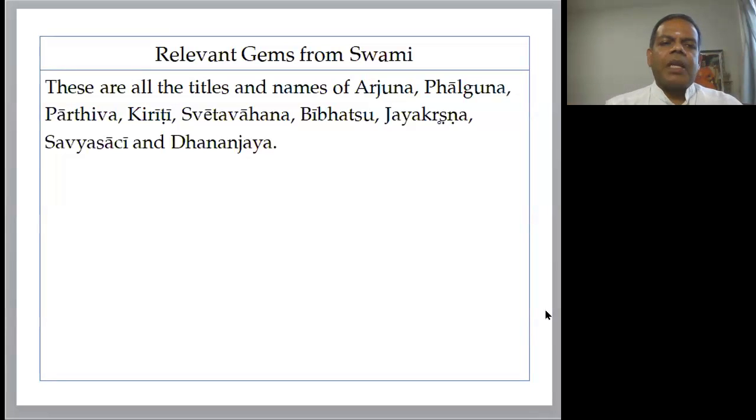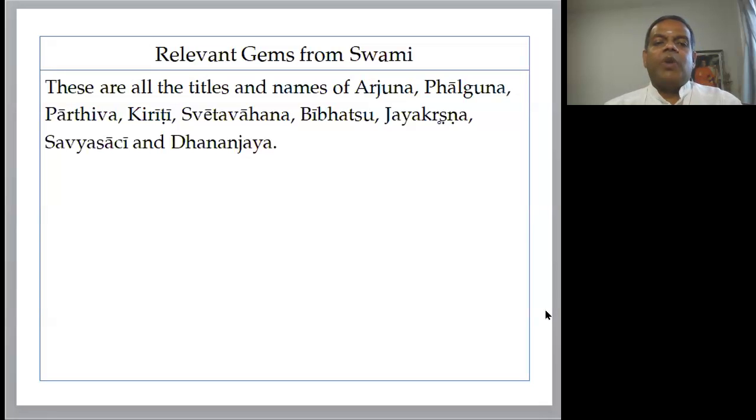Parthiva means Partha, one who belongs to the world. Parthiva also means a king, a warrior, all those meanings. So Arjuna was a representative of the entire humanity. So he was called Parthiva. Kiriti means one who wears the crown. He's the crown of humanity itself, that he was blessed to listen to the Bhagavad Gita from Lord Krishna, and he was the dearest for Krishna.